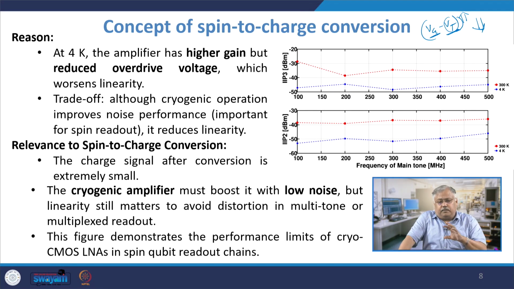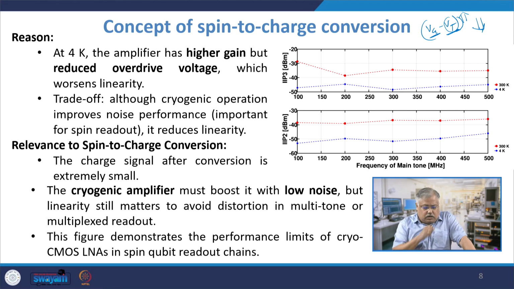However, there is an optimization which we need to do, because at low temperature, which is 4 Kelvin, you tend to have worsened linearity, but at the same instant improved noise performance. Your noise performance is better, but your non-linearity increases, which means linearity reduces. So the cost you pay for improved noise performance is paid by reduced linearity as well.